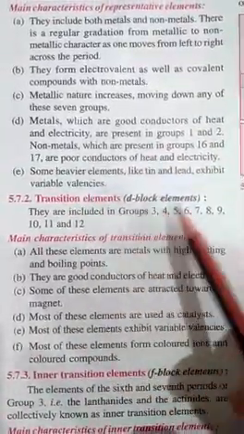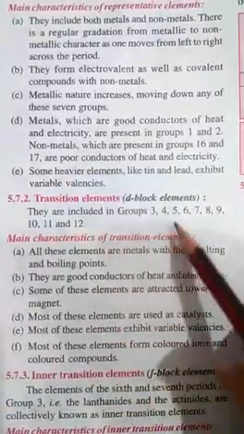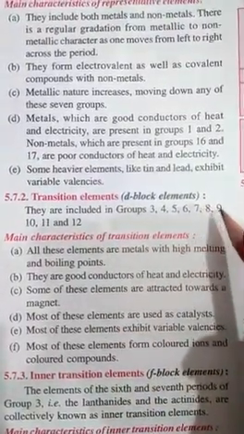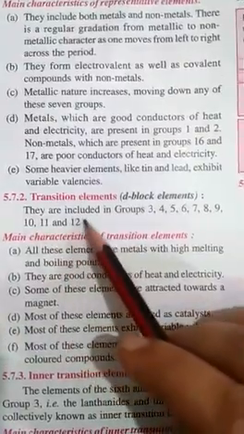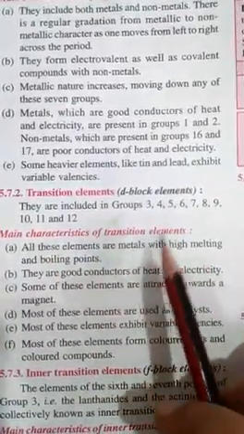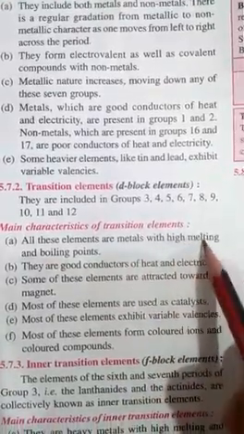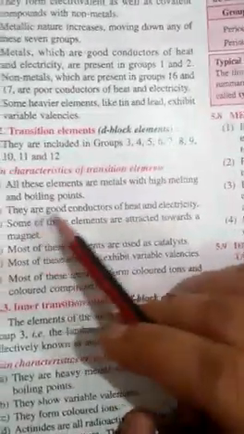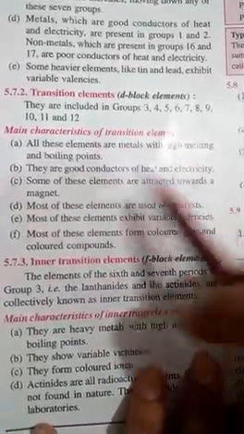Transition elements, D block elements, are included in groups 3, 4, 5, 6, 7, 8, 9, 10, 11 and 12. Main characteristics of the transition elements: all these elements are metals with high melting and boiling points. They are good conductors of heat and electricity. Some of these elements are attracted towards a magnet.